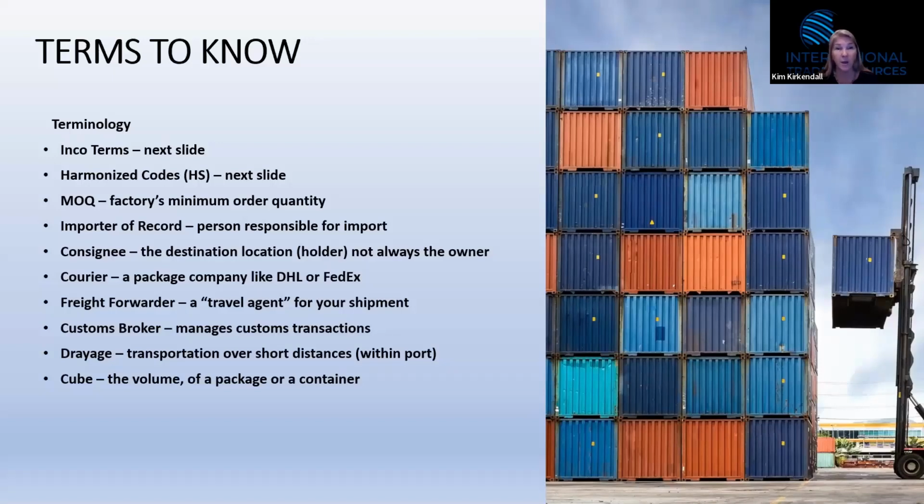The consignee, you may ship the goods. You may be the company purchasing the goods, but you may ship them to another warehouse or to your customer, and they may be the consignee. So these are all terms you want to be comfortable with. What's a courier shipment? That's something like DHL or FedEx. A freight forwarder, we have on our call today, a speaker for you. I like to call them a travel agent for your shipment, right? They arrange for all the details of your shipment.